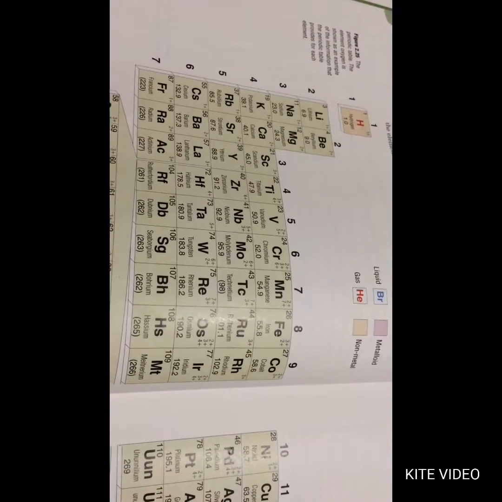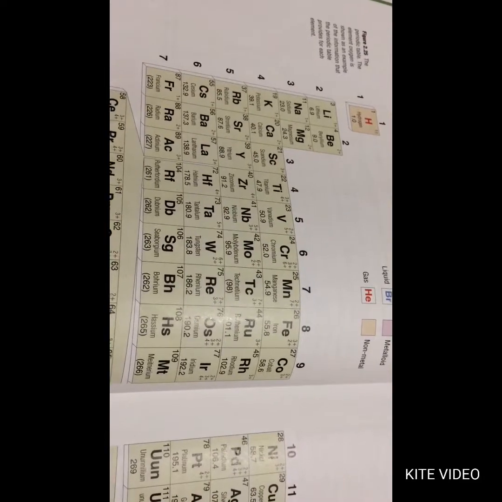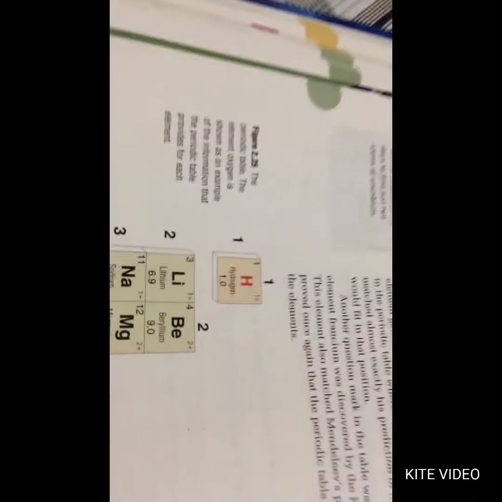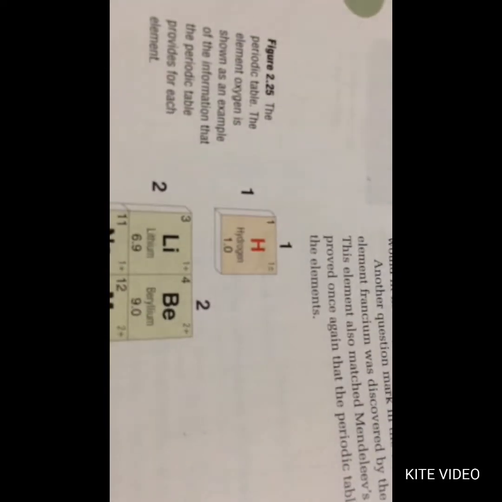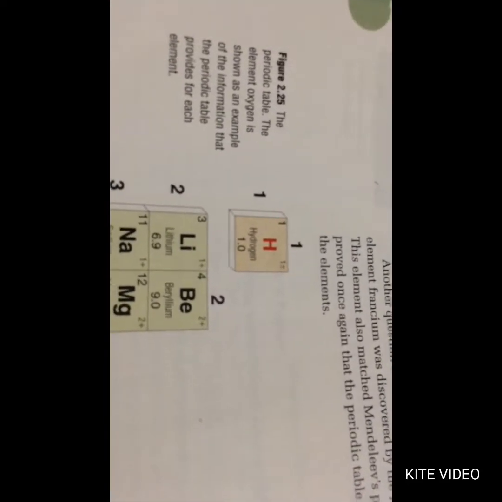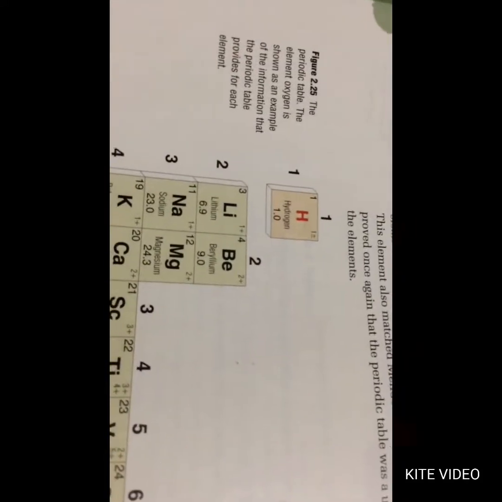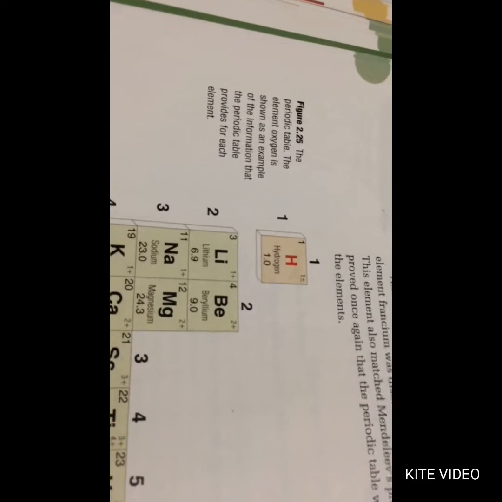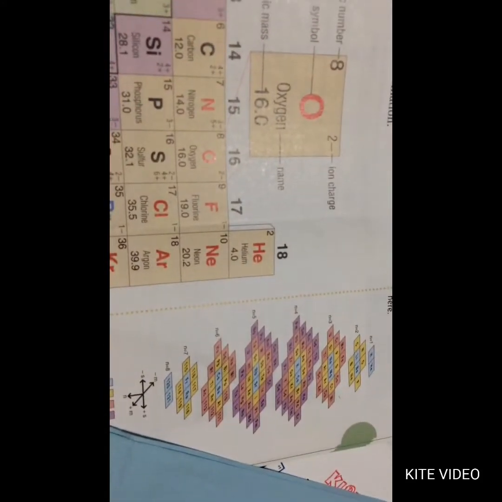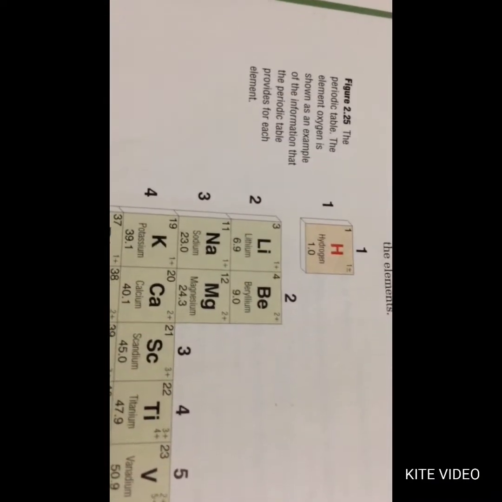Elements are also arranged in order by increasing atomic mass. So the atomic mass is below the word hydrogen, which is 1. As the elements get larger, the atomic mass increases. So that's 1.0. The other one will be 4.0. Next would be lithium, which is 6.9.